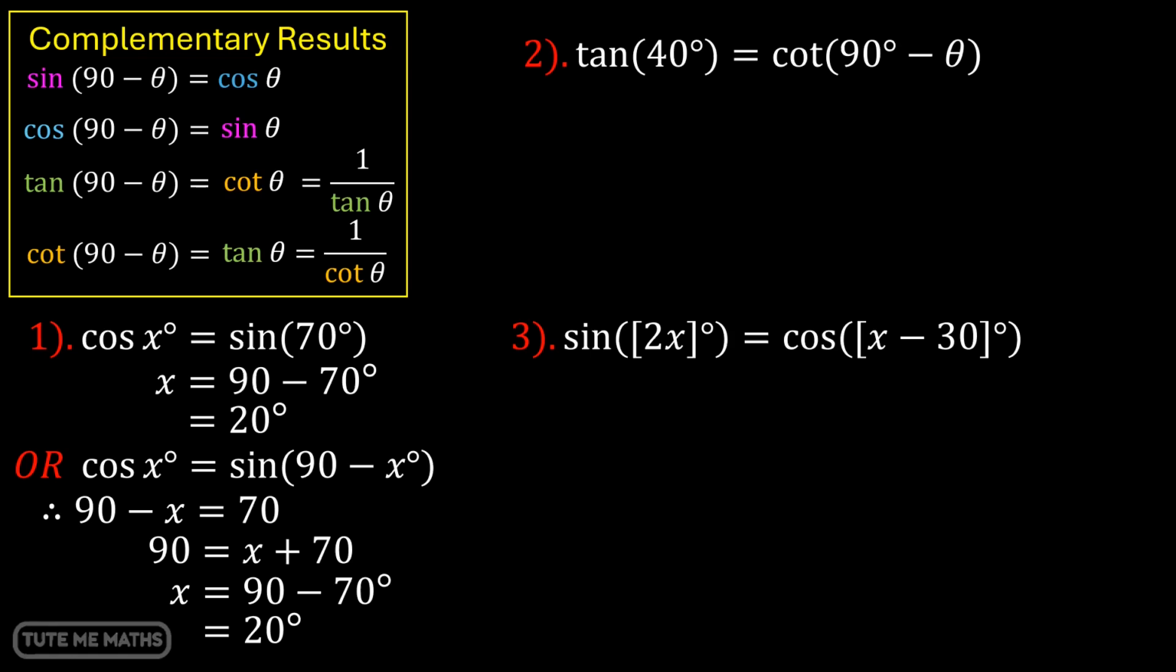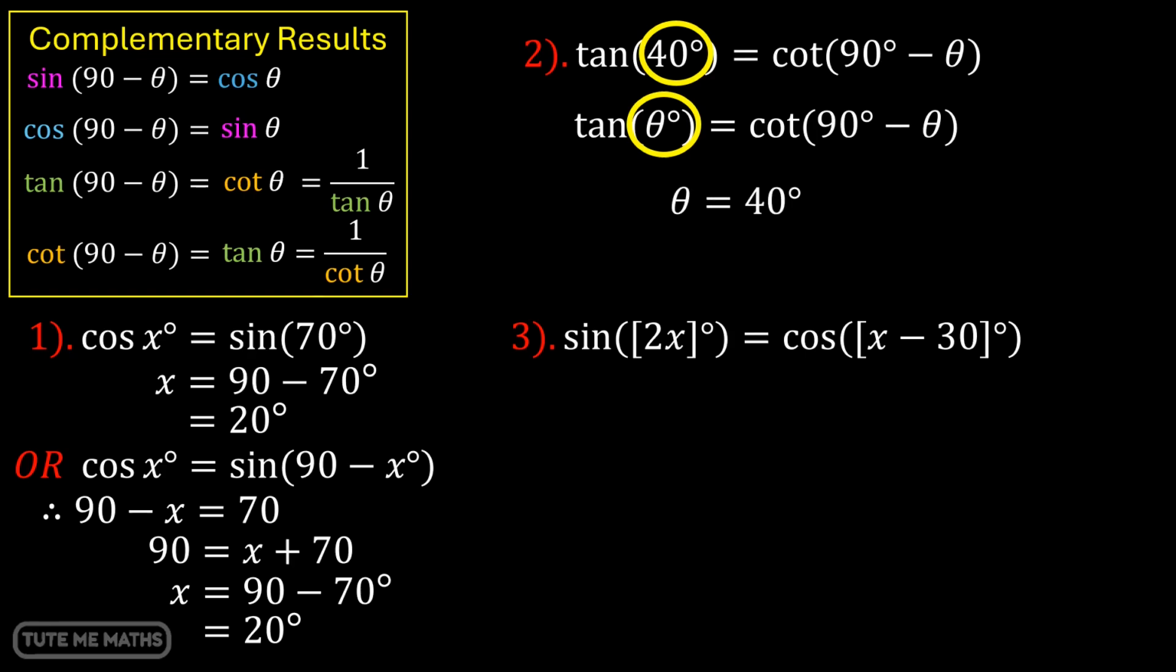Example 2 is also straightforward since it's already in the form of our complementary results, namely tan theta equals cot of 90 minus theta. So this becomes trivial. Theta is 40 degrees.